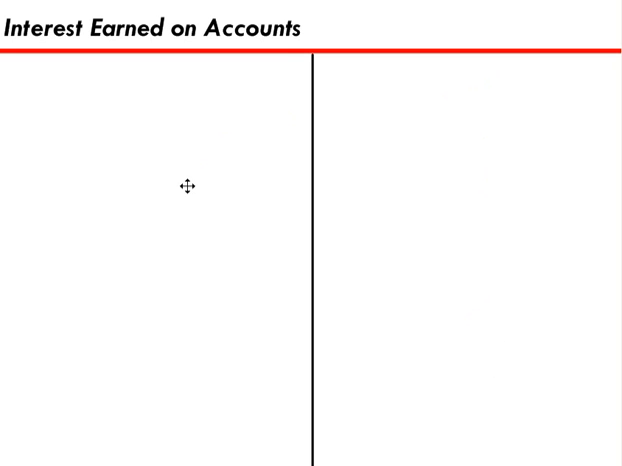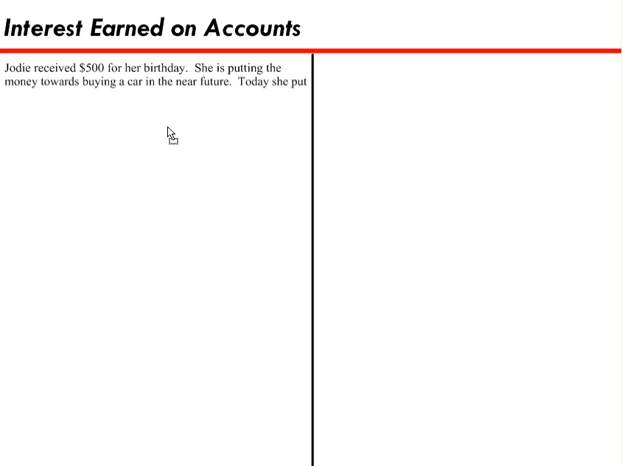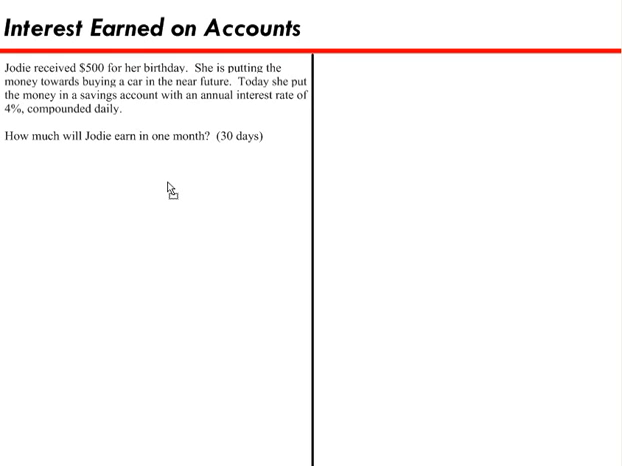All right, let's see if we can help out somebody who's saving up for a car. Jody received $500 for her birthday. She is putting the money towards buying a car in the near future. Today, she put the money in a savings account with an annual interest rate of 4% compounded daily. And how much will Jody earn in 1 month, which is 30 days?